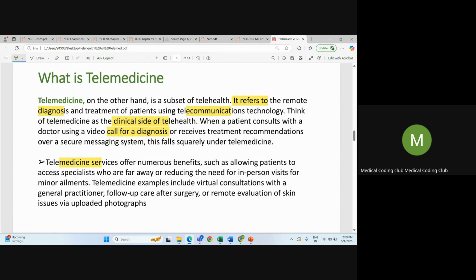Telemedicine service offers numerous benefits, such as patients accessing specialists who are far away, and reducing in-person visits for minor ailments. So if, as I mentioned, you are staying somewhere far from the city and you cannot immediately go and see the specialist, by utilizing telemedicine service, at least you can contact the specialist from the comfort of your home. Okay, that is the importance of telemedicine.